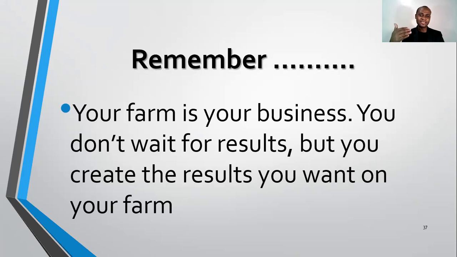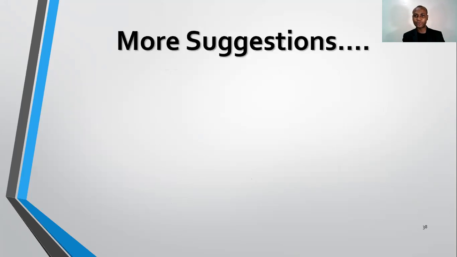Maybe this year you got 2 tons. Make it your goal: next year I'm going to increase my yield to 4 tons. What are you going to do? You are going to do hand pollination, apply your fertilizers, do your pruning, and so on and so forth. By doing that, you create the result that you are looking for.